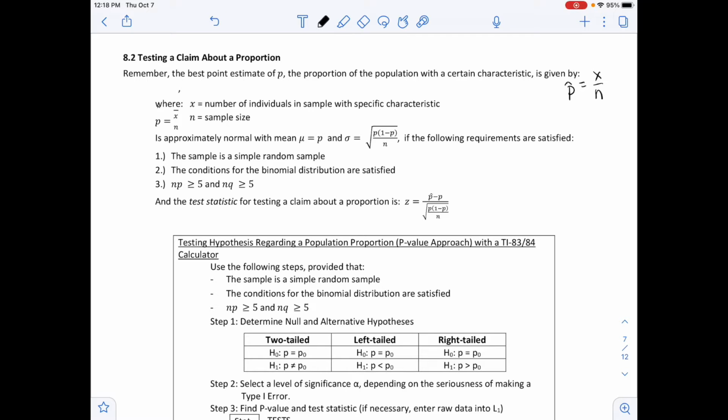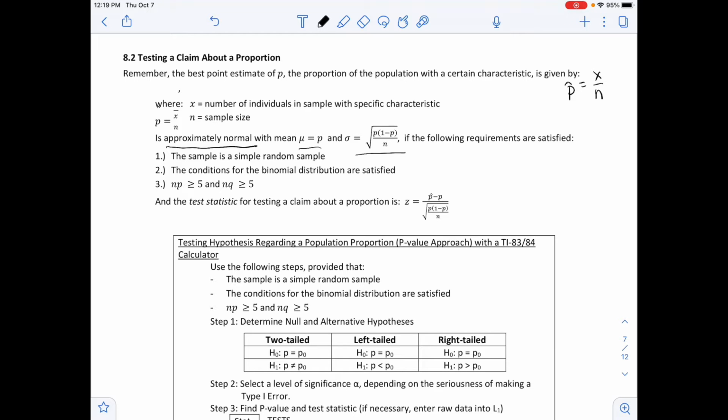We are in section 8.2, testing a claim about a proportion. Remember, the best point estimate for p, the proportion of a population with a certain characteristic, is given by p hat equals x over n, where x is the number of individuals in a sample with a certain characteristic, and n is our sample size. This is going to be approximately normal with mean equal to p, and a standard deviation equal to the square root of p times 1 minus p divided by n.